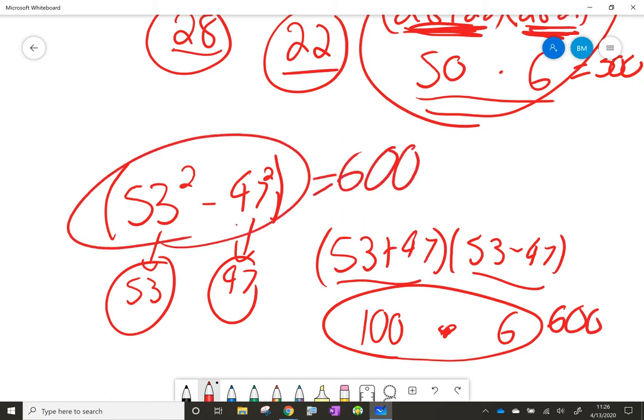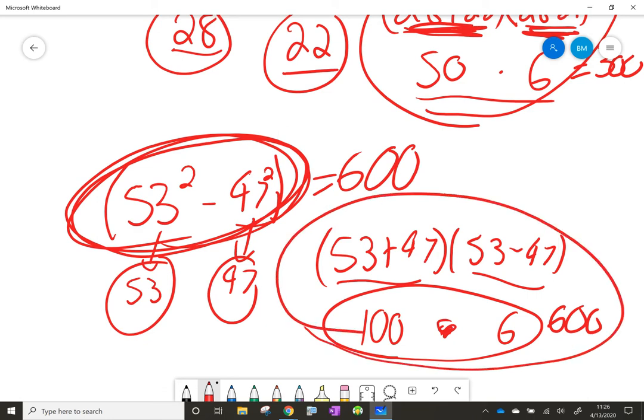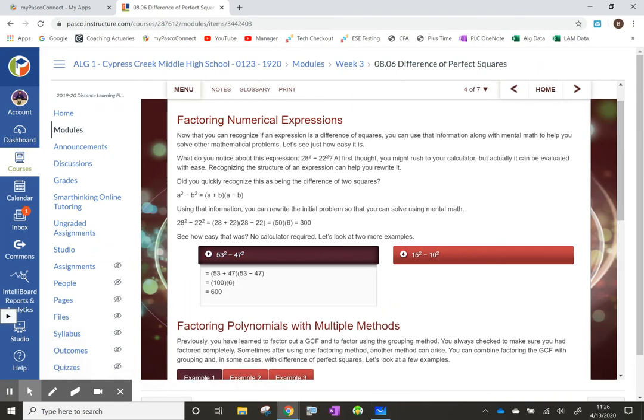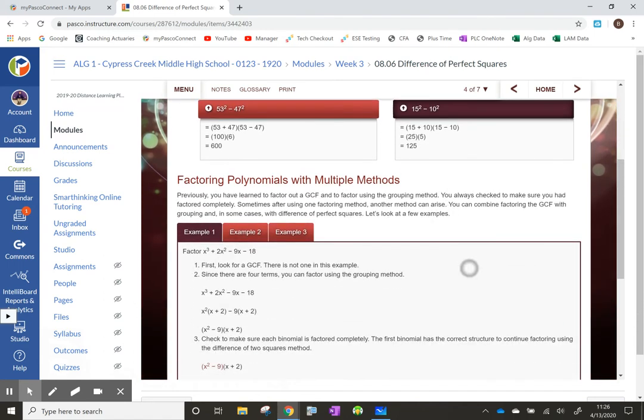It's just, this you can't really work out in your head, but when you break it down, you can actually work it out in your head and get the answer of 600 without needing to use a calculator. Okay. So of course the next one will be 15 plus 10, 15 minus 10, as you can see, which means it'd be 25 times 5. And you can calculate that again without a calculator, which is nice.